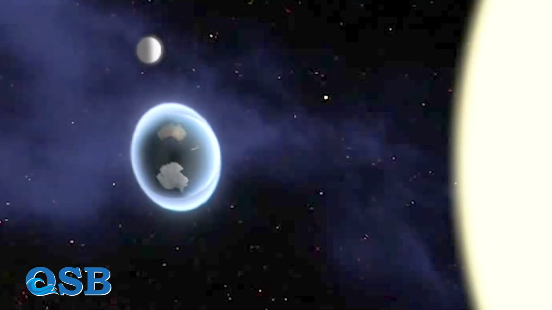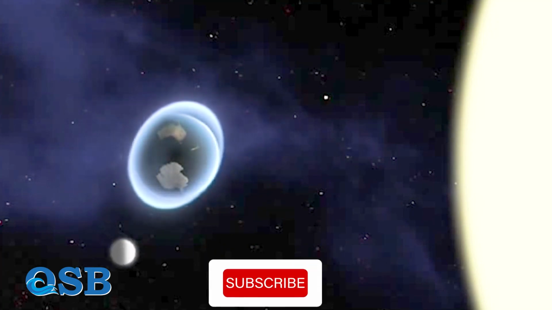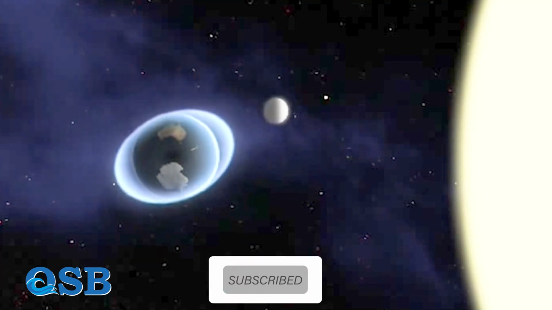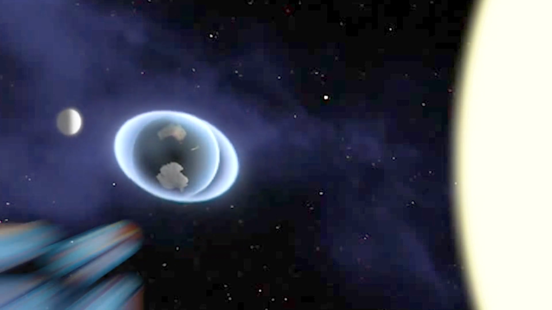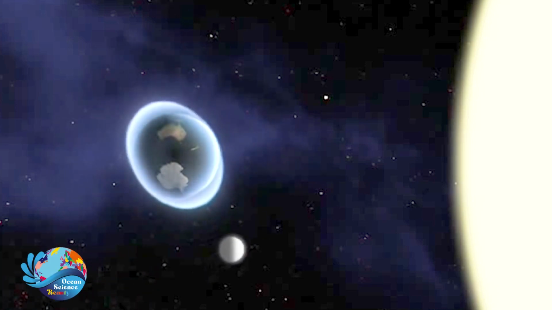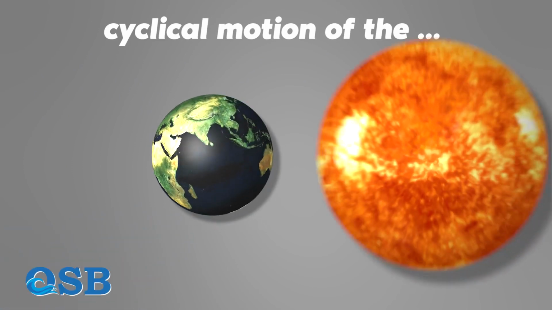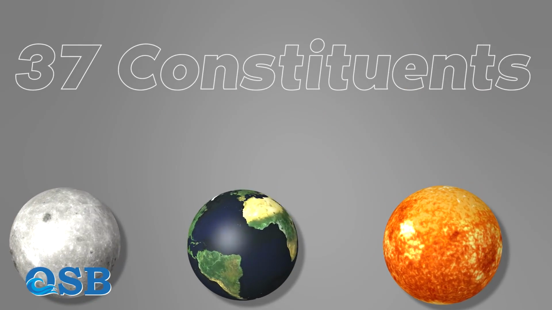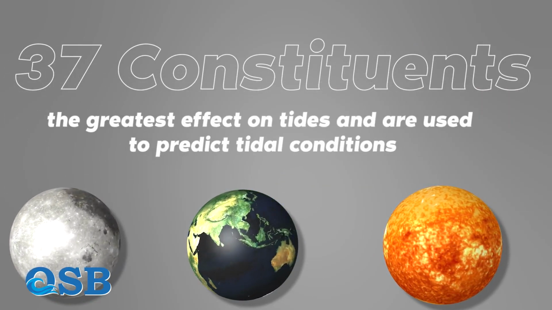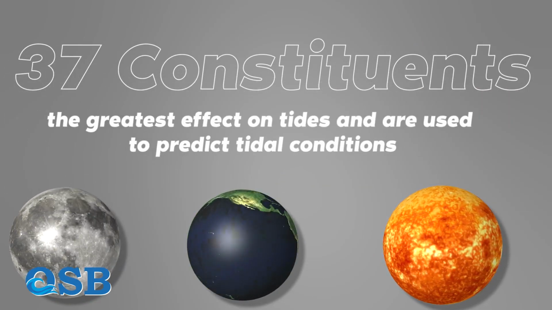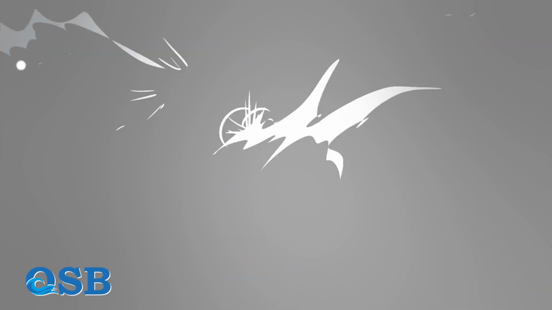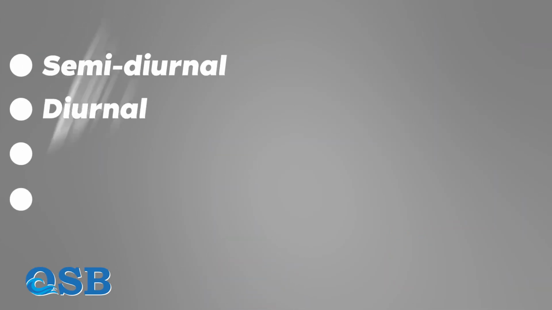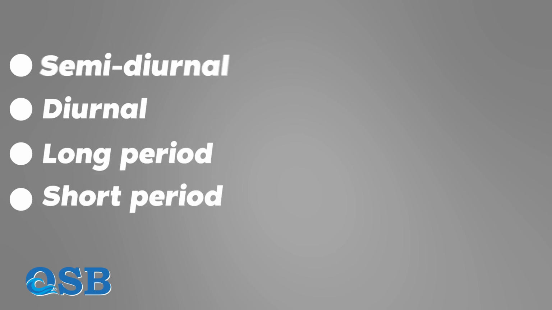Astronomy has identified hundreds of periodic motions of the Earth, Sun, and Moon. In a set of harmonic constants, each motion or constituent describes the effect of the cyclical motion of the Earth, Sun, and Moon on tides. 37 constituents normally have the greatest effect on tides and are used to predict tidal conditions. They can be categorized into four categories: semi-diurnal, diurnal, long period, and short period.